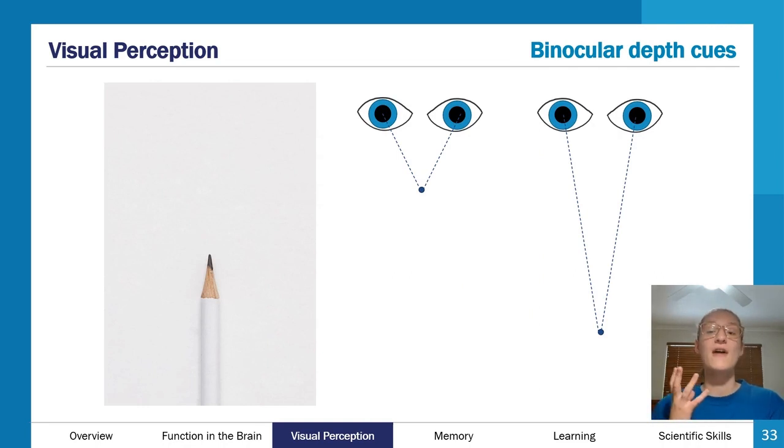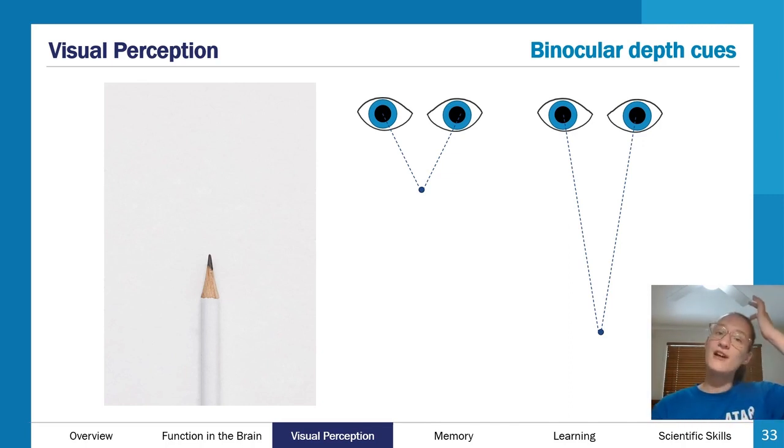And that brings us to our binocular depth cues. That's when we're thinking about how our two eyes are working together to make sense of the world. Our two are retinal disparity and convergence.